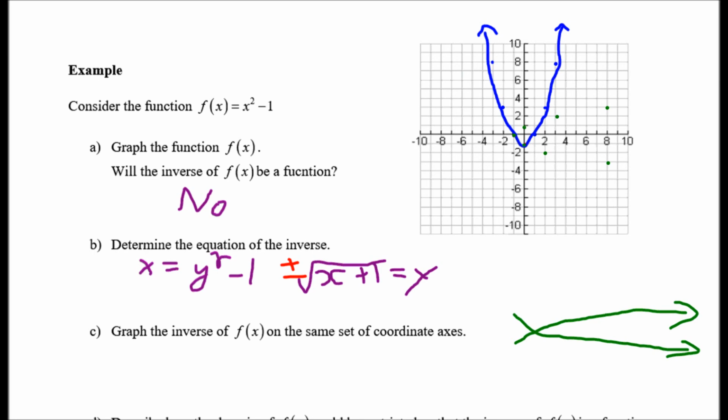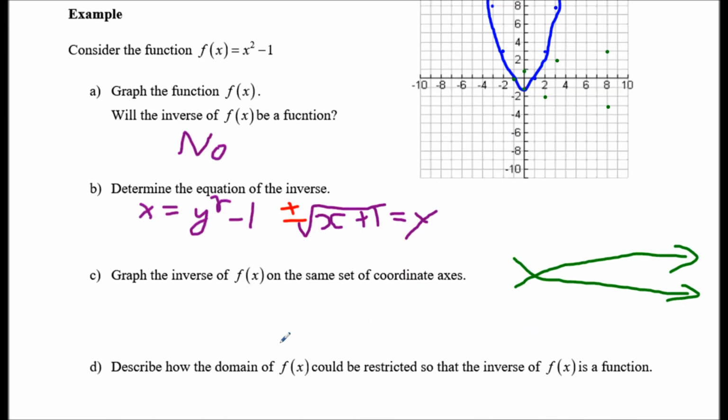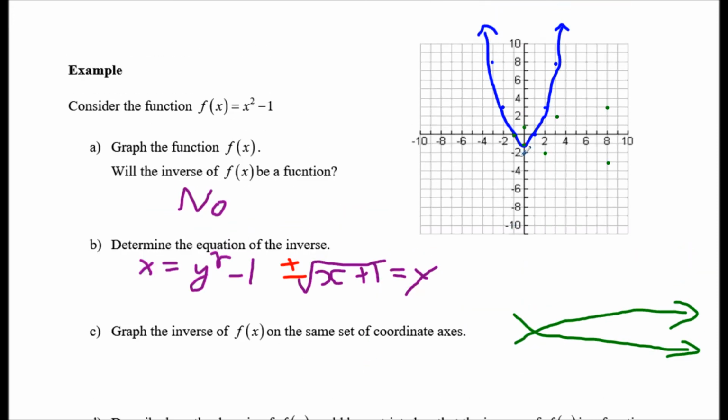All right, so as I was saying, graph the inverse on the same set of coordinate axes. I already did that. Describe the domain. Done. To get an inverse that's a function, you must kill half the graph. I'll show you what I mean.